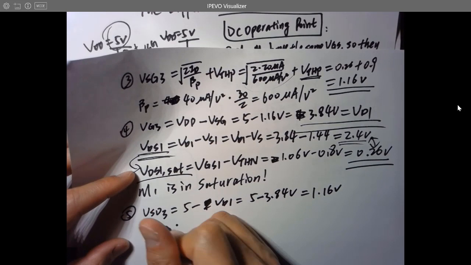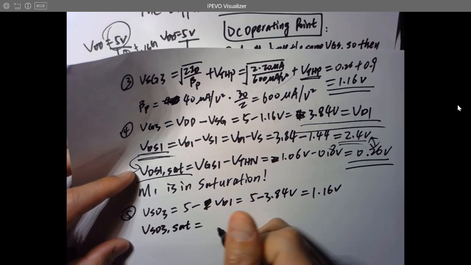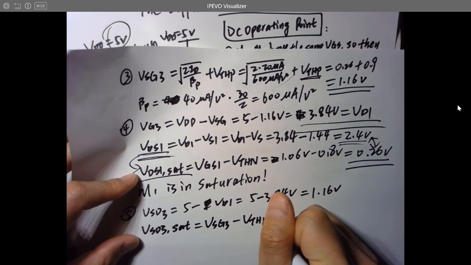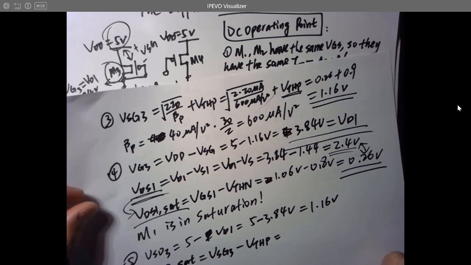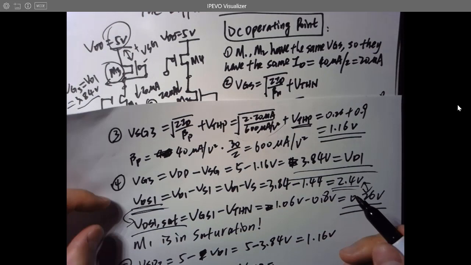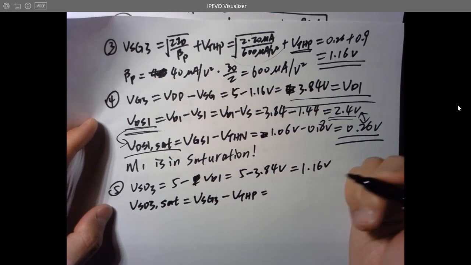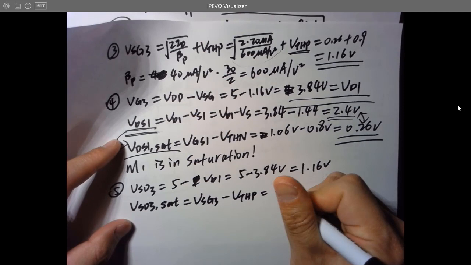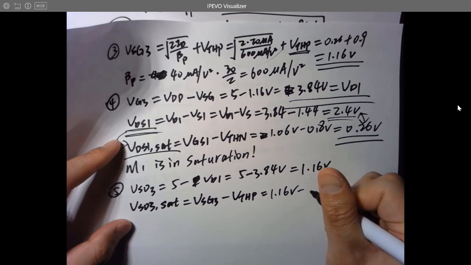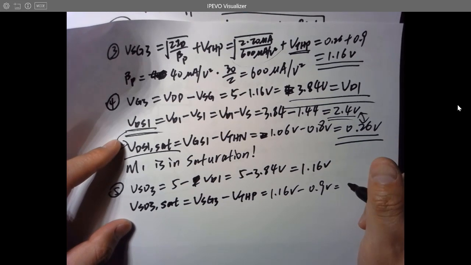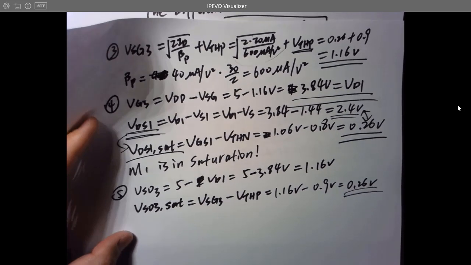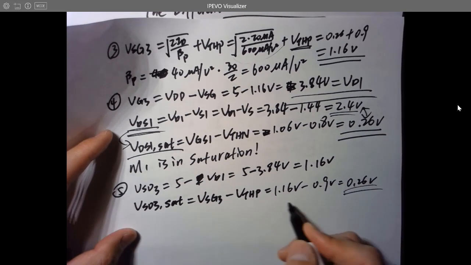What about VSD3 set? That one equals VSG3 minus VTHP, which is, what is VSG3? VSG equals VSD, right? Yeah, I know you already see the answer, but let's just do it. Which is 1.16 volts minus 0.9 volts, which is 0.26 volts. Okay, so that's the overdrive voltage, or you can say this is VSD3 set.